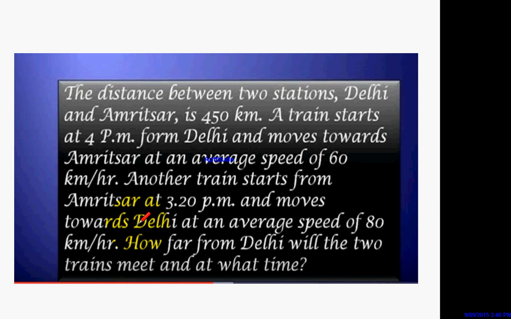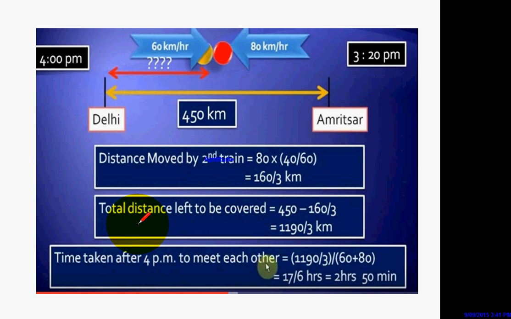And what about the speed? The first train moves from Delhi towards Amritsar at an average speed of 60 km per hour and the second train at an average speed of 80 km per hour. So the time differs, the speed also varies, but the distance remains constant. These are the things we infer from the question. And we are supposed to calculate the time at which these two trains meet each other, and also the distance. These two things we need to calculate.